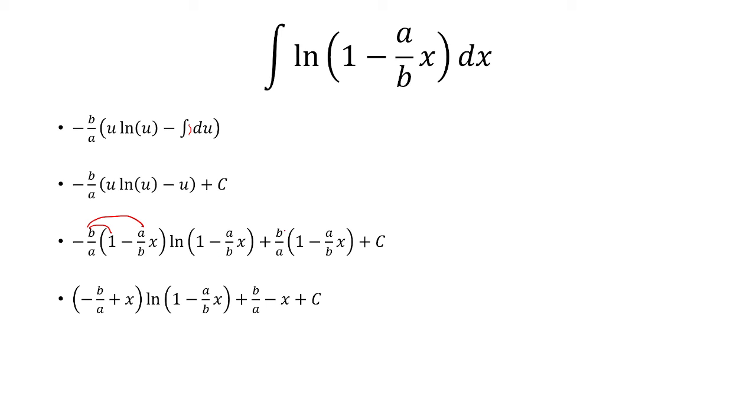And then here we have b over a times 1, and then b over a times negative a over b times x. So I distribute that, I get b over a minus x, because the b over a and a over b will cancel, and then plus a constant. But remember, b over a is just a constant, so I'm just going to remove it because I have a constant over here. So think of this b over a getting absorbed by this constant. And so this is my final answer.